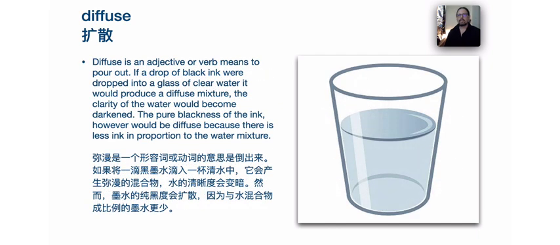Diffuse is an adjective or verb. It means to pour out. If a drop of black ink were dropped into a glass of clear water, it would produce a diffuse mixture. The clarity of the water would become darkened. The pure blackness of the ink, however, would be diffuse because there is less ink in proportion with the water mixture.